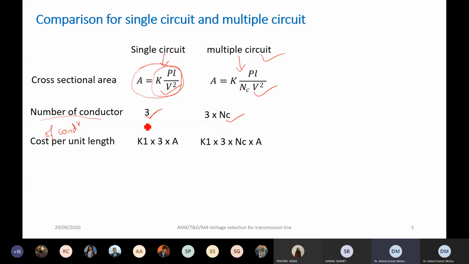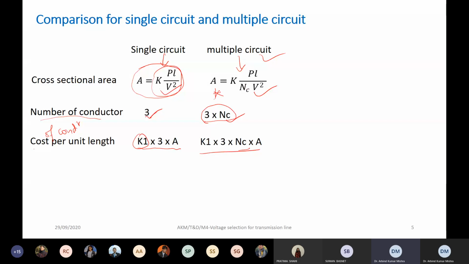Since this is proportional, this K1 just says that the cost will be proportional to this quantity, but this K1 may not be exactly the constant K. So here K1 times 3A for single circuit, and of course in multiple circuit the number of conductors is this much, so this into this. And this is the proportionality constant; this K is changing to K1.